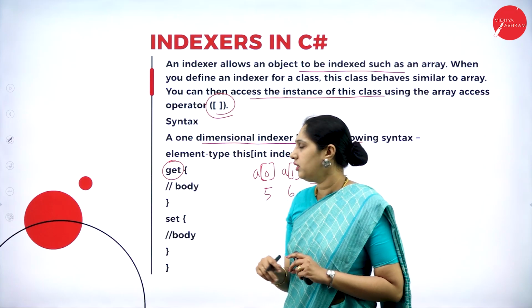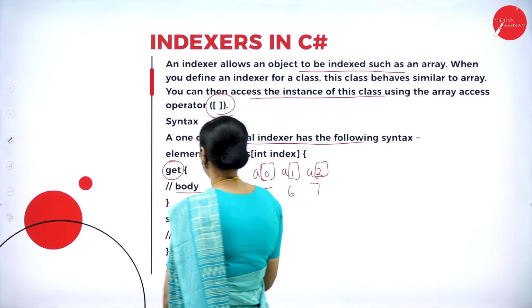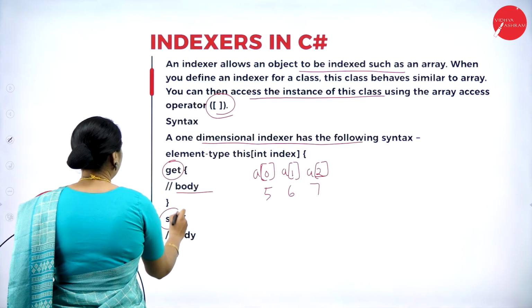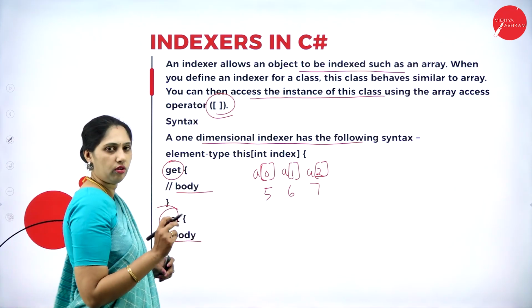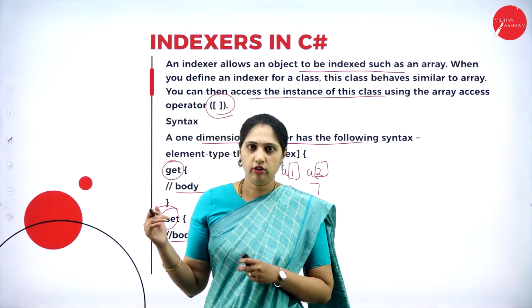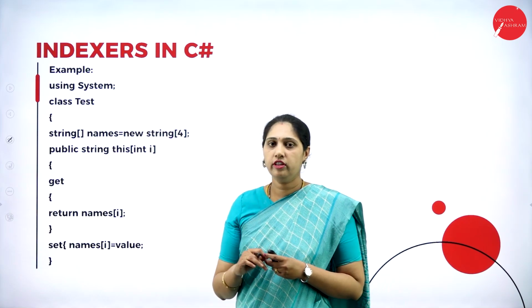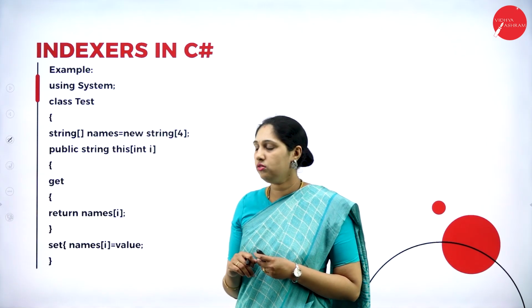It is a property. Here you have the body of it. Next you have set. Again it is used to assign. Then we'll write some code. Say it is the code body of it. So this is the example where we can understand how indexers are used.